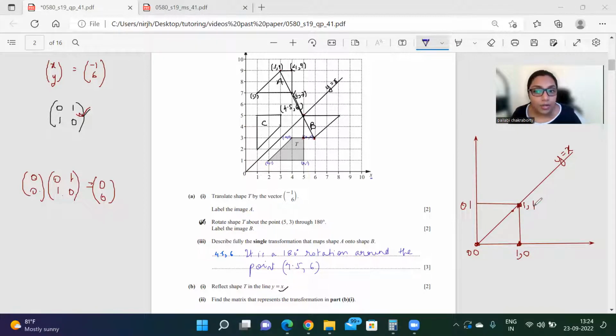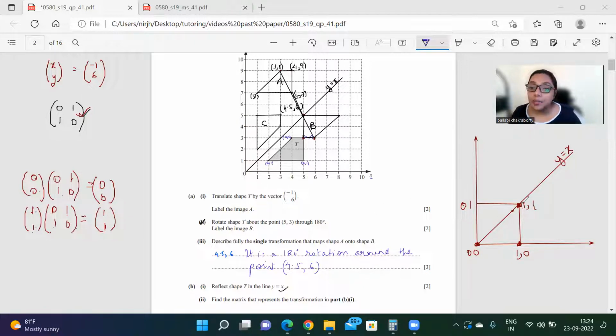Clearly, by the same logic, 1, 1 should also stay on the line y is equal to x. Let's check it still. So you have 1, 1, and we are using the transformation matrix to check this. So 1 into 0 plus 1 into 1 is 1. 1 into 1 plus 1 into 0 is 1 again.